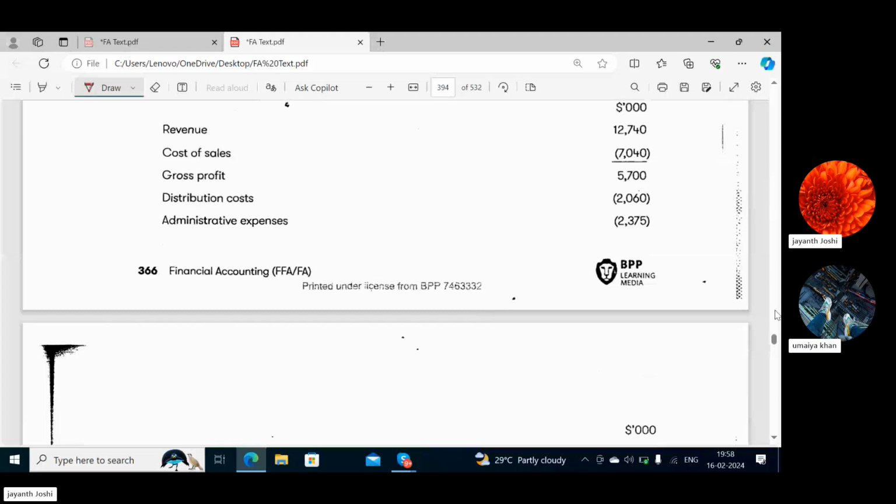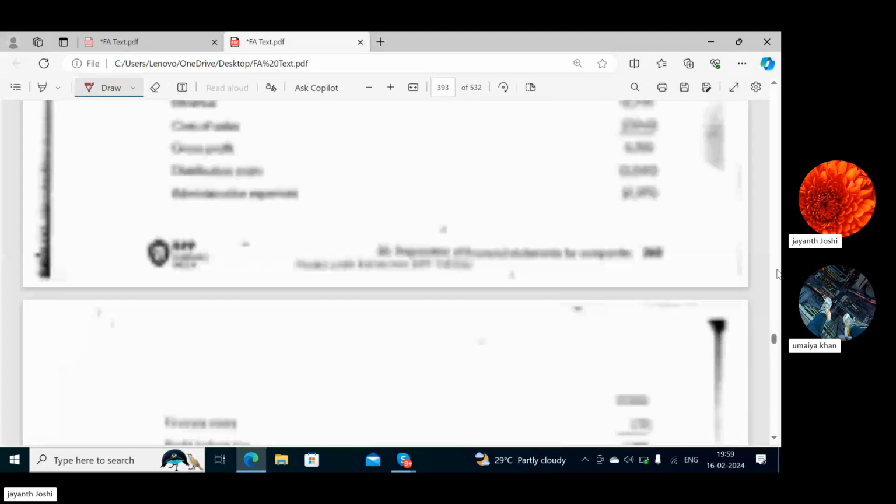See, so there are two things, right? One was with a single format, one was with this one. We did. Only one statement is made whereby you show the statement of profit or loss as well as other comprehensive income. You see this format: profit for the year, gain on property revaluation, and this is only one single format. You can make this in two formats as well.